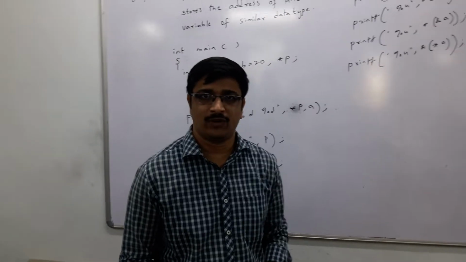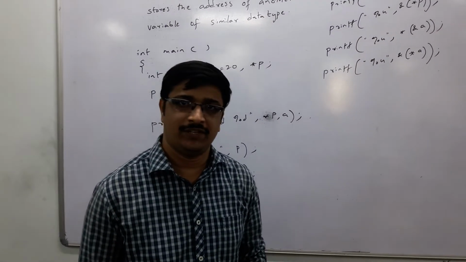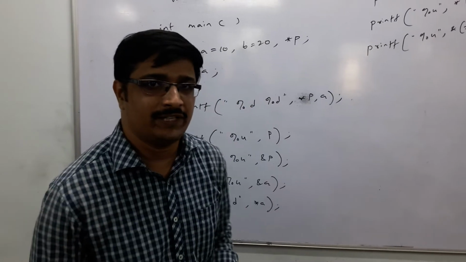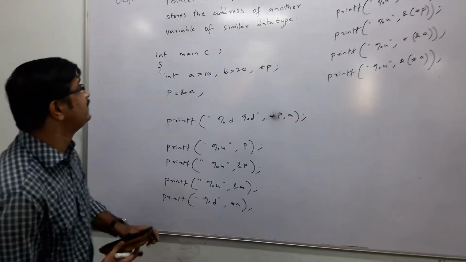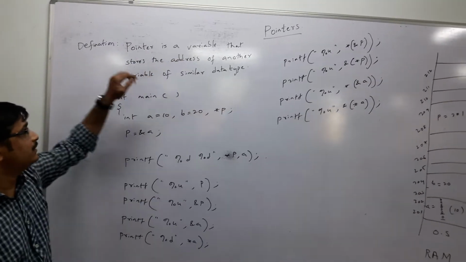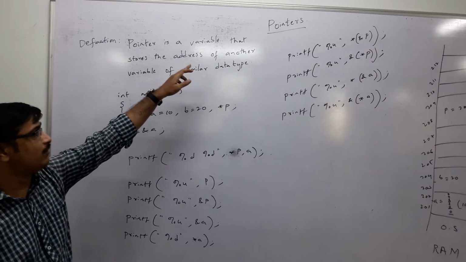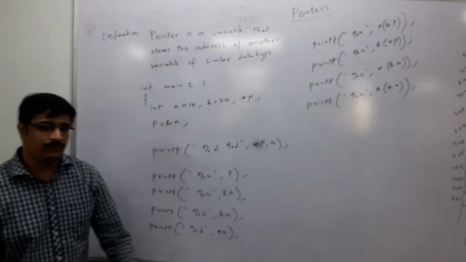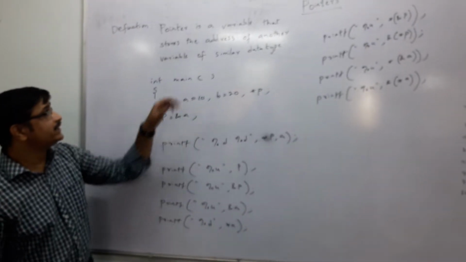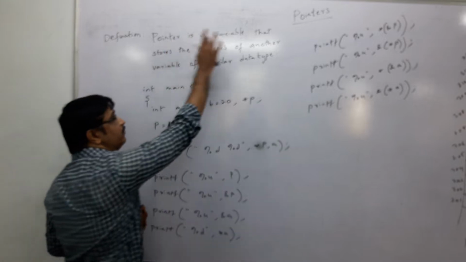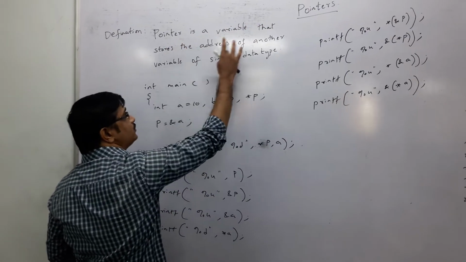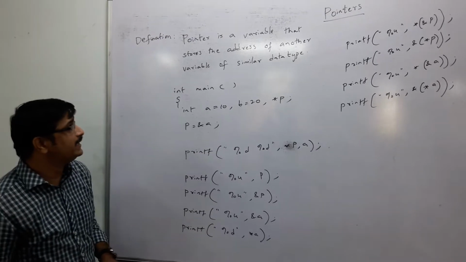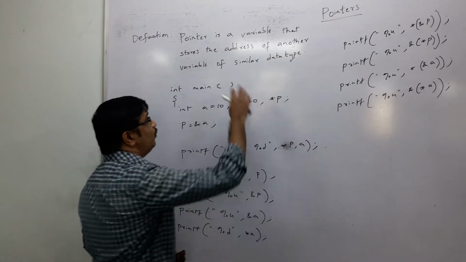See the definition of the pointer, then we will justify the definition of the pointer in terms of programming. So the definition of the pointer is like this: a pointer is a variable that stores the address of another variable of similar data type. First we will discuss the first part of the definition, that is, a pointer is a variable that stores the address of another variable.